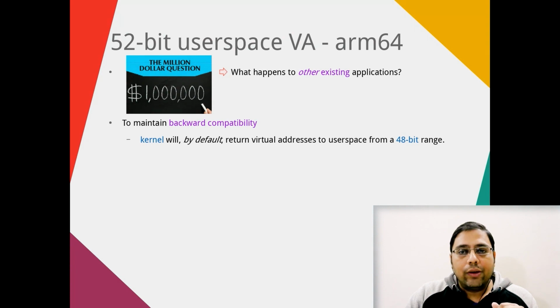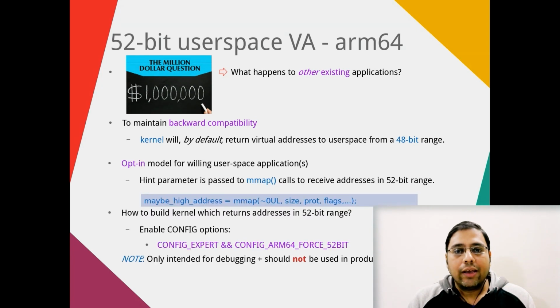Basically, we decided to keep an opt-in model for the user space applications. So the kernel will be by default returning an address from the 48-bit range. So the existing applications will keep working well. However, newer applications can actually pass a hint parameter to the mmap call, for example, to explicitly request an address in the 52-bit range.